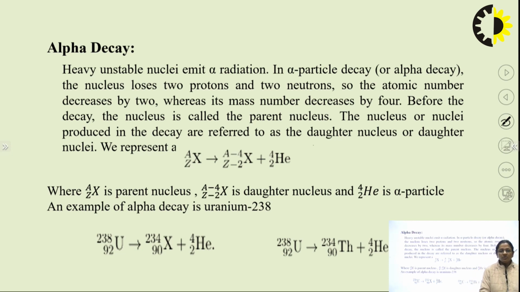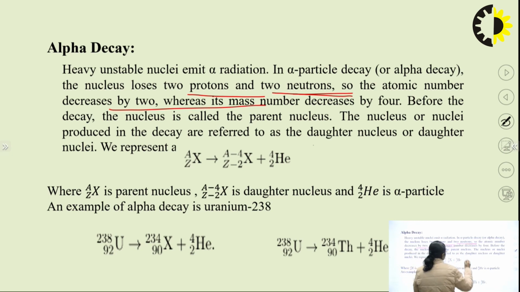Heavy unstable nuclei emit alpha radiation. In alpha particle decay, or simply the alpha decay, the nucleus loses 2 protons and 2 neutrons. So the atomic number decreases by 2, whereas the mass number decreases by 4, right? Before the decay, the nucleus is called the parent nucleus. The nucleus or nuclei produced in the decay are referred to as the daughter nucleus or daughter nuclei.